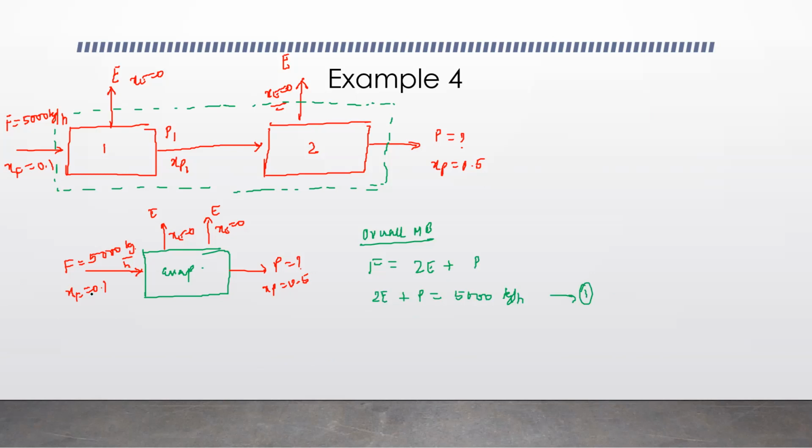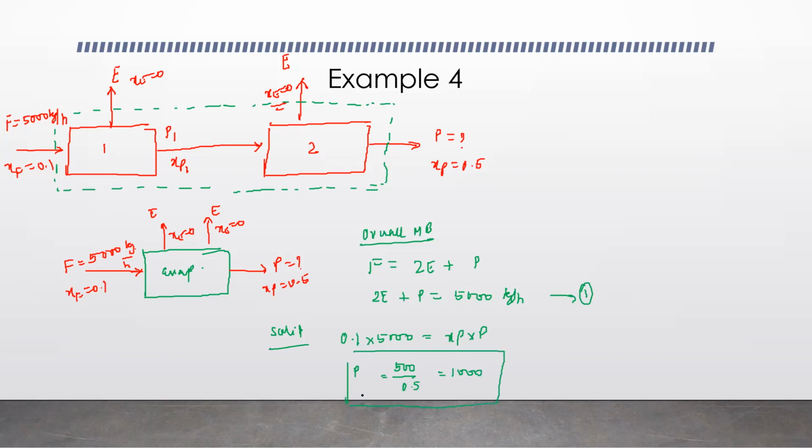Then I'll form the component, that is solid balance equation. So I'll get 0.1 into 5000 on the input side, equal to, since there is no solid in the evaporated part, XP into P. Based on XP, we know it's 0.5. So 0.1 into 5000 is 500, and 500 upon 0.5 is 1000. P is 1000 kg per hour.